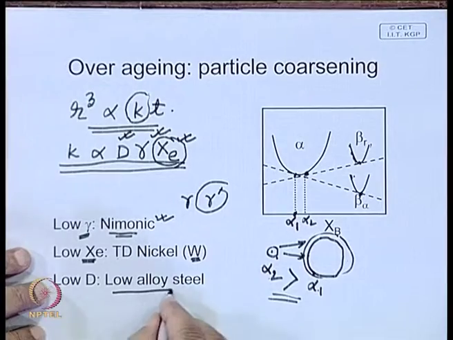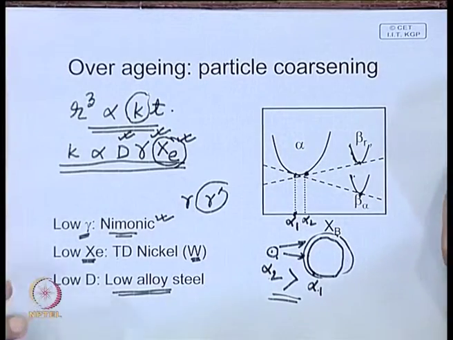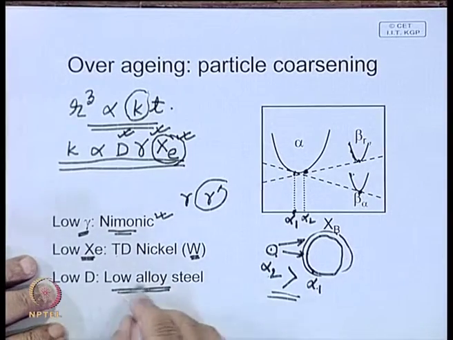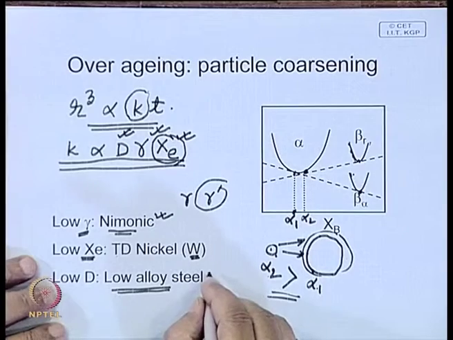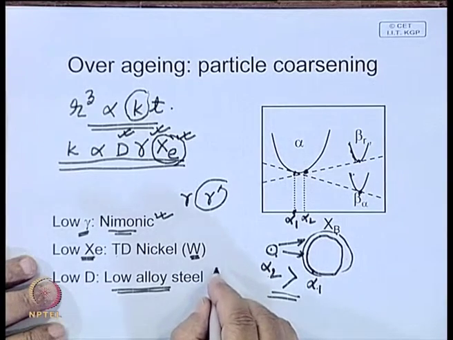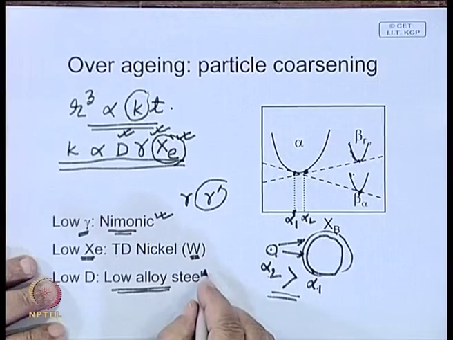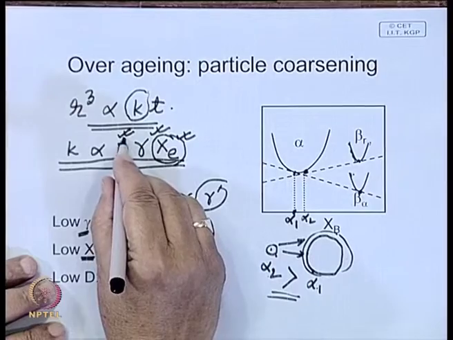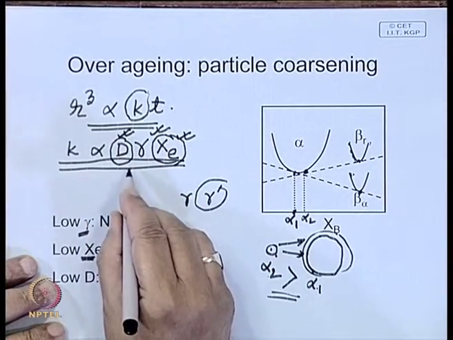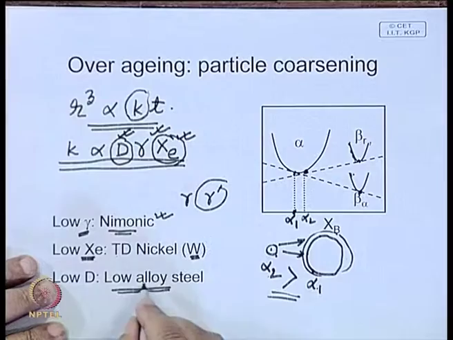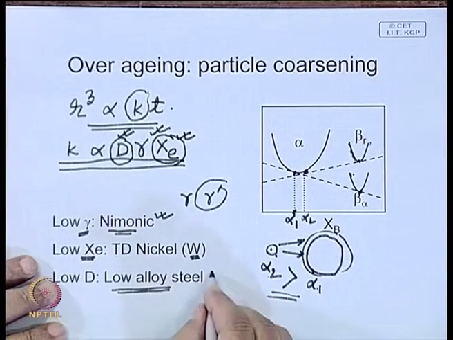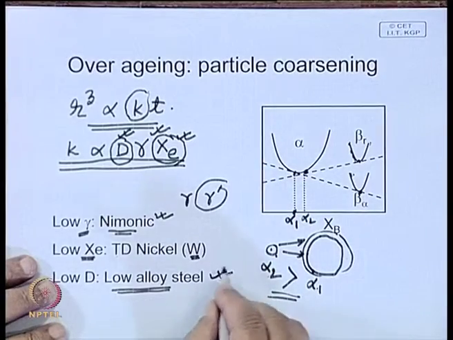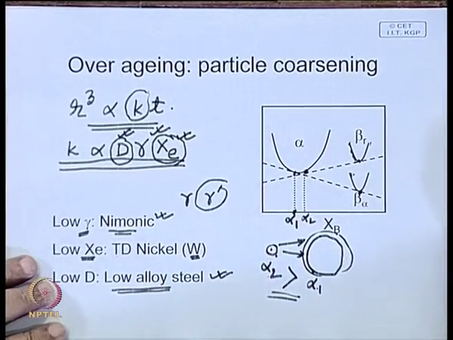Another is low alloy steel, very often used for high temperature applications like boiler tubes or steam turbine blades. If it is a plain carbon steel, the carbon diffusivity is very high, so the carbide will coarsen. You can bring down the coarsening rate of carbide by adding some alloy element which goes into the carbide. If you add strong carbide formers, you can decrease the coarsening rate of the precipitate and increase the high temperature stability of low alloy steel.